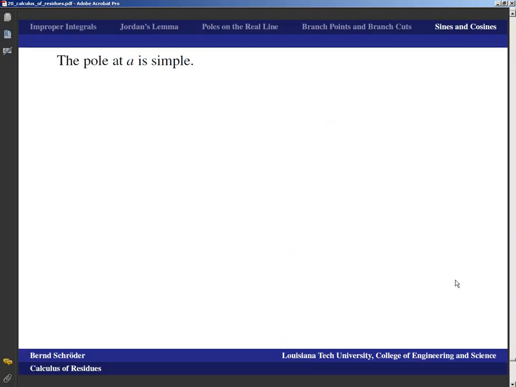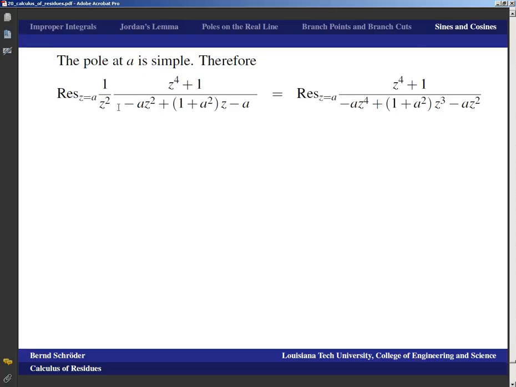And the pole at a is simple, because after all, a quadratic can only have 2 zeros. If it has 2 distinct zeros, then they're both simple zeros. And so that means that the residue at z equals a of this horrible looking integrand, let's see how we're proceeding here. That's the residue. Yeah, we're just going to use this theorem that says take the numerator divided by the derivative of the denominator. So I multiply the z squared in to get negative a z to the fourth, 1 plus a squared z cubed, and minus a z squared.